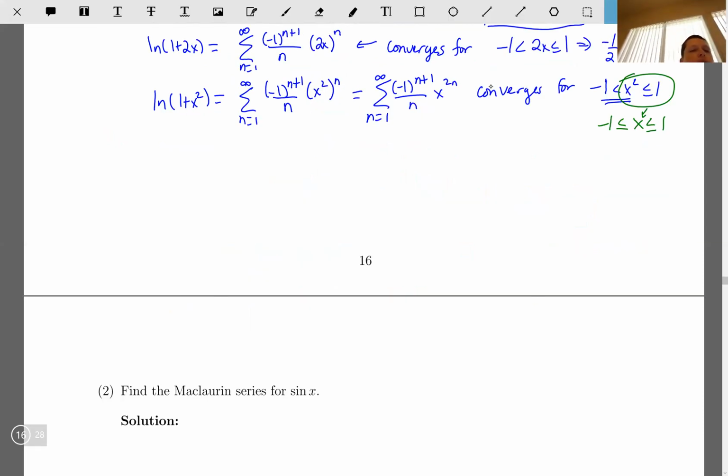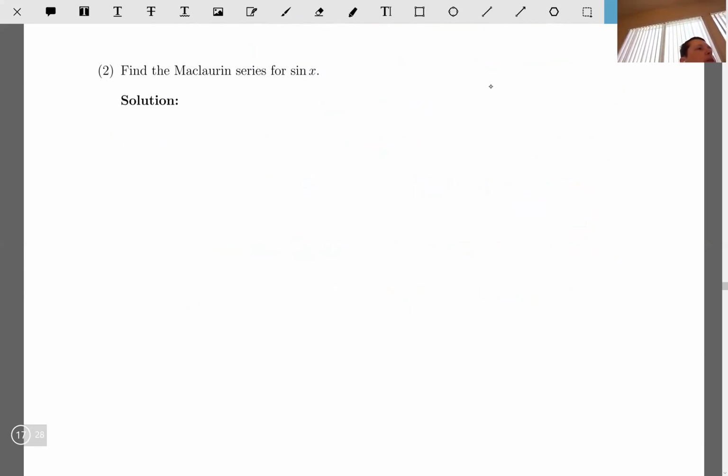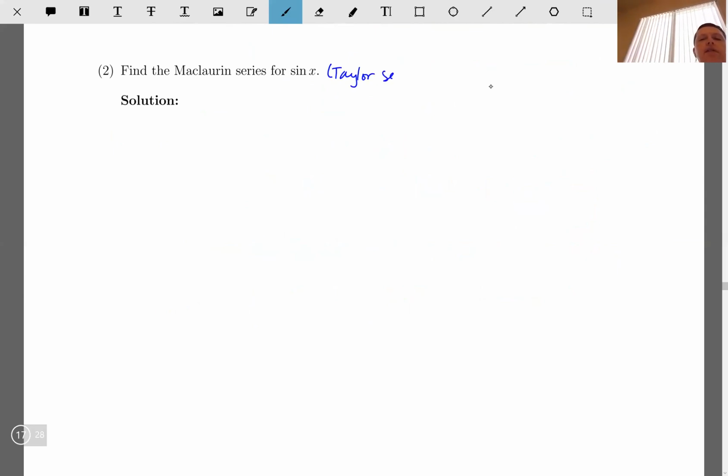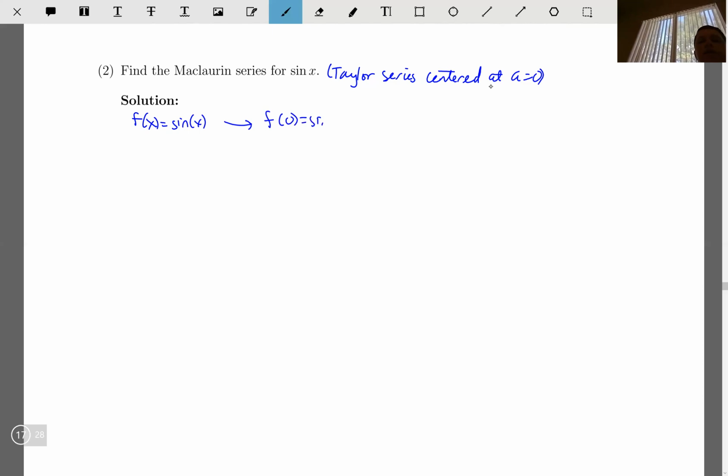Let's do one more, and we're going to find the Maclaurin series for sine of x. And so that means that we're looking for the Taylor series, remember, centered at a equals 0. Okay, so f of x is sine of x. So f of 0 is sine of 0, which is 0. F prime of x is cosine of x. So f prime of 0 is cosine of 0, which is 1.